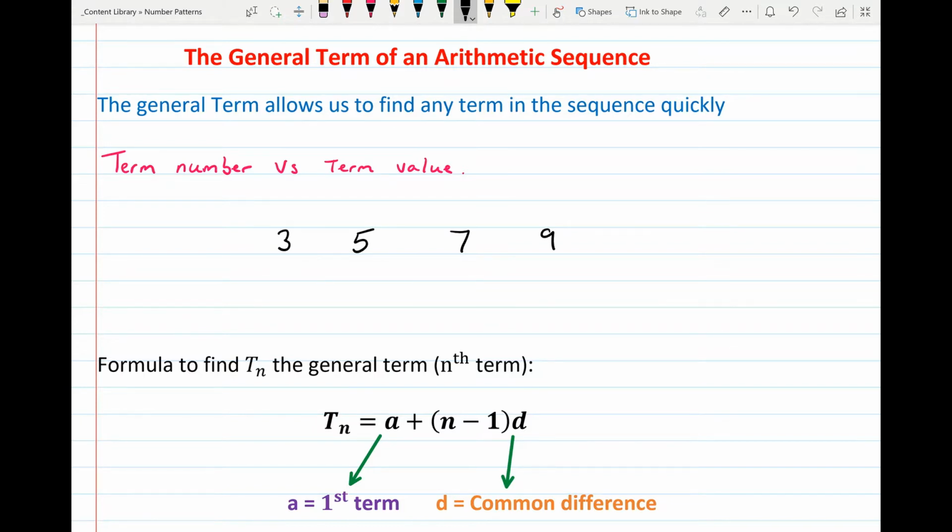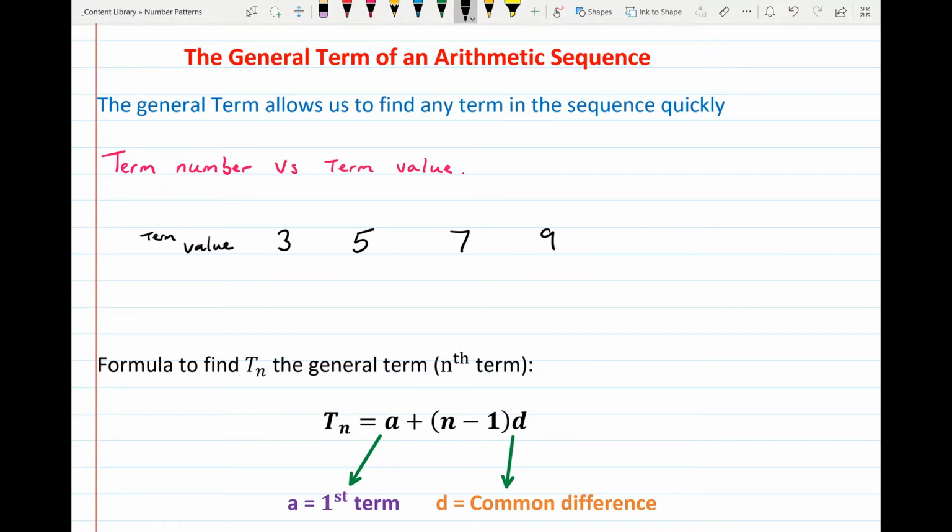Importantly then, before we begin, is to have very clear what's the difference between a term number and a term value. I'm after writing down a sequence here, 3, 5, 7, and 9. These are values of the sequence. So the first value is 3, the second value is 5, third value is 7, and the fourth value is 9. So these are term values.